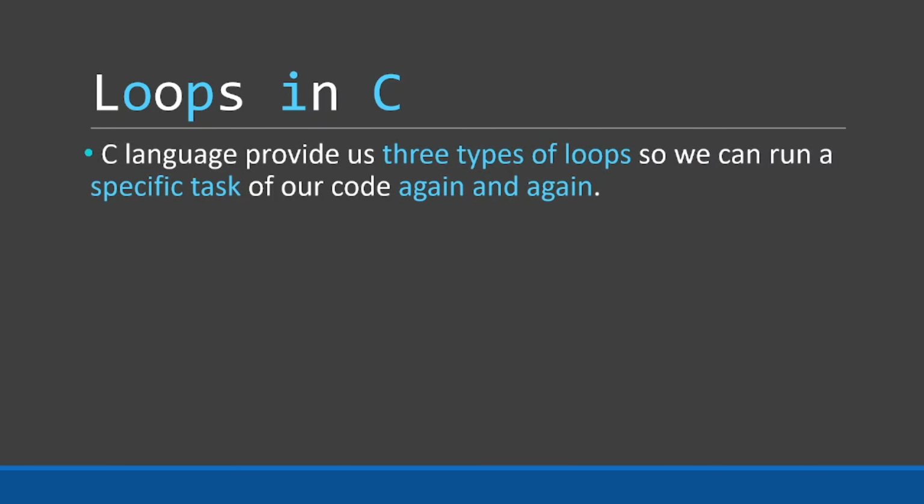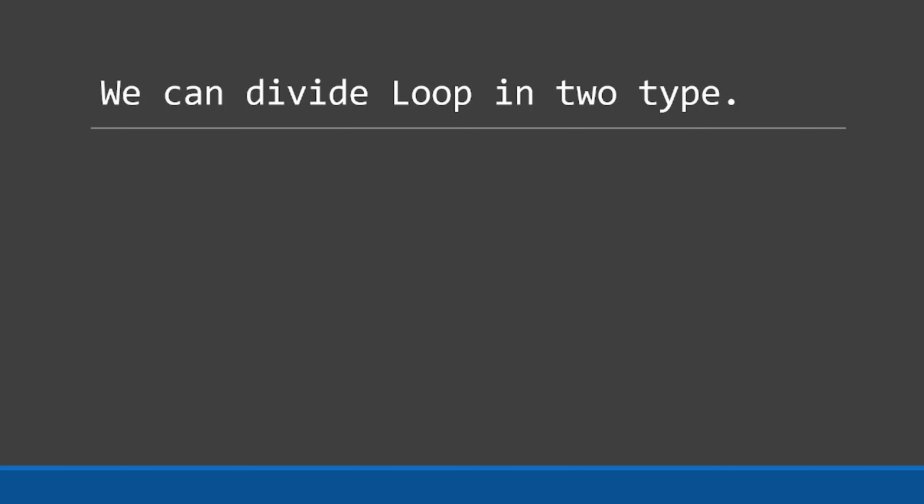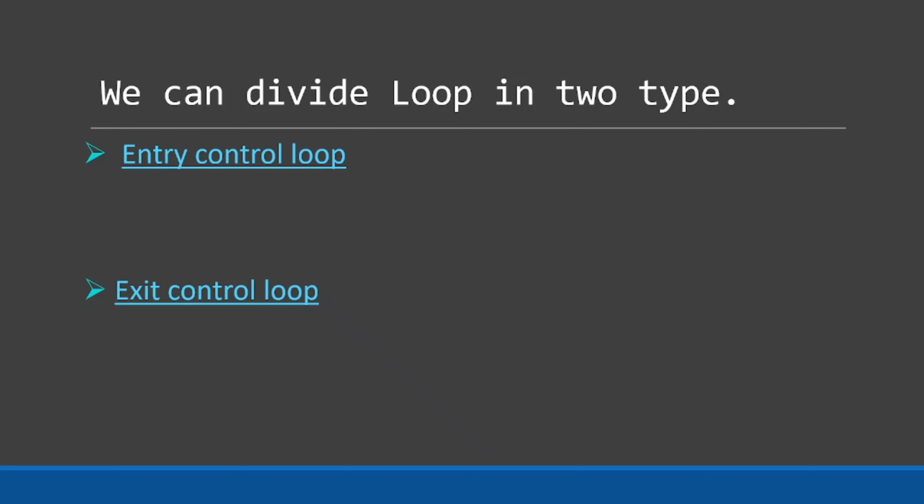C language provides us three types of loop, so we can run a specific task of our code again and again: while loop, do while loop, and for loop. We can divide loops into two types. First is entry control loop and second is exit control loop. In entry control loop there are for loop and while loop, and in exit control loop there is do while loop. Today we will learn for loop.